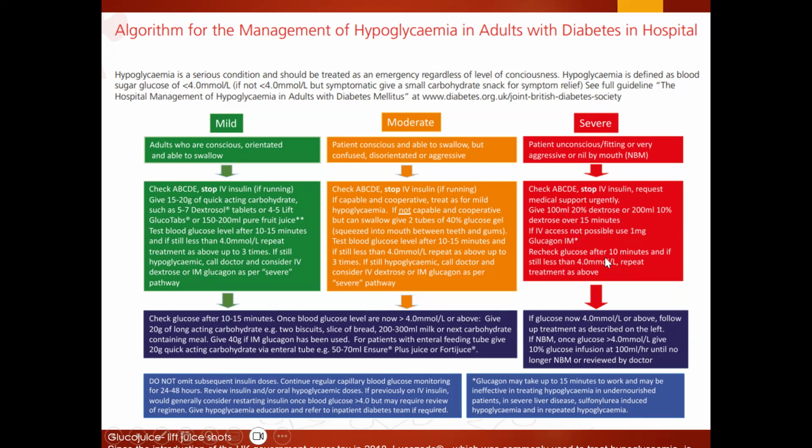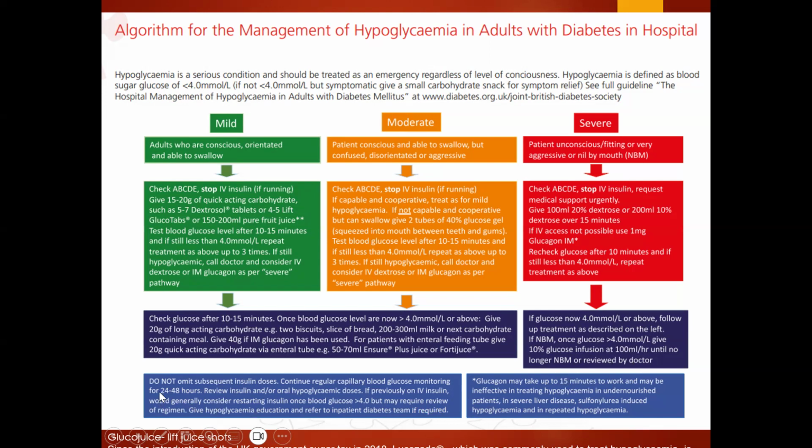If IV access is not possible, use 1 mg glucagon IM, recheck blood glucose after 10 minutes, and if blood glucose is still less than 4, repeat treatment as above. So always repeat testing blood glucose at 10 to 15 minutes. If blood glucose is now 4 millimole or above, follow up treatment as described on the left side. If NBM, once glucose is more than 4 millimole and the patient continues to be nil by mouth, we should consider giving 10% glucose infusion at the rate of 100 milliliter per hour until no longer nil by mouth or reviewed by the doctor.